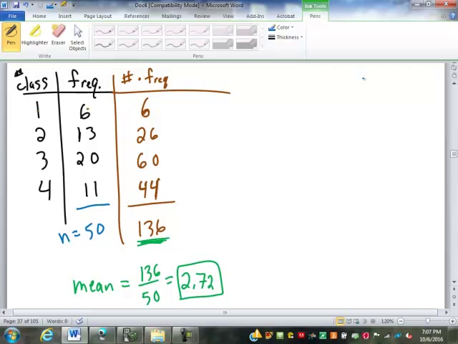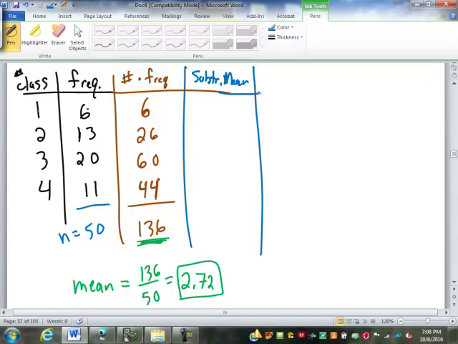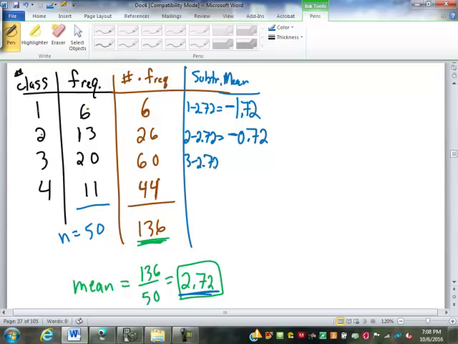What was our next step in finding the standard deviation? We found the mean, then what do we do? We subtracted the mean from each number. So I'm going to subtract 2.72 from each number. So 1 minus 2.72 is negative 1.72. 2 minus 2.72 is negative 0.72. 3 minus 2.72 is 0.28. 4 is the next value, minus 2.72 is 1.28.